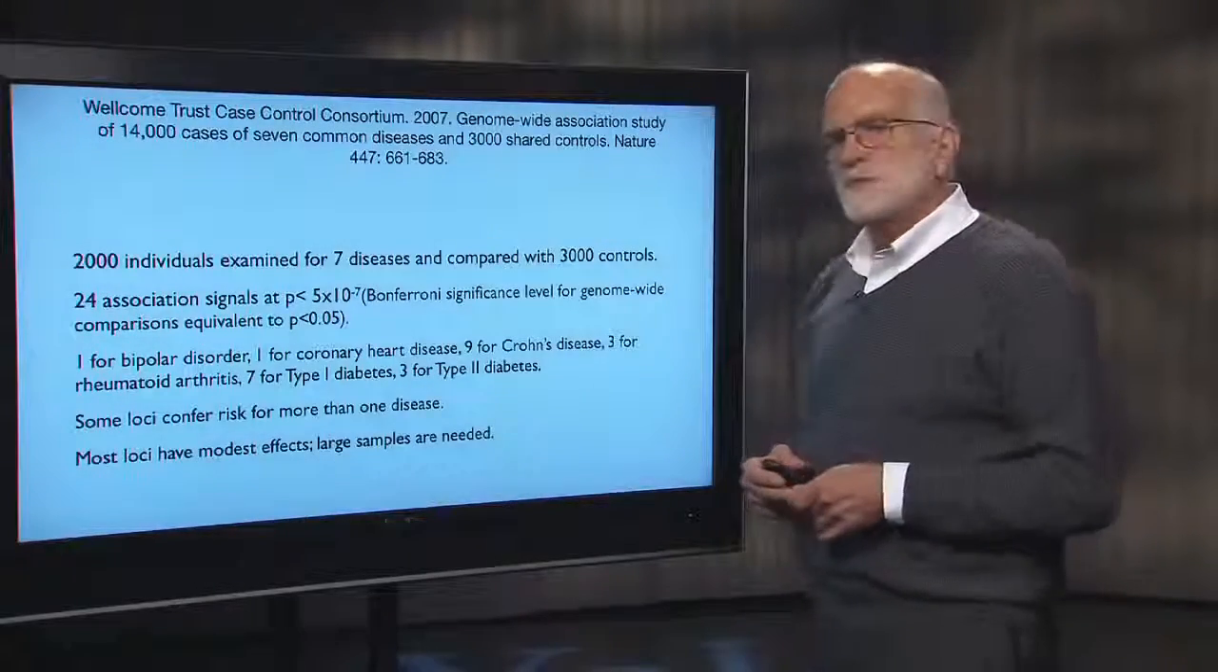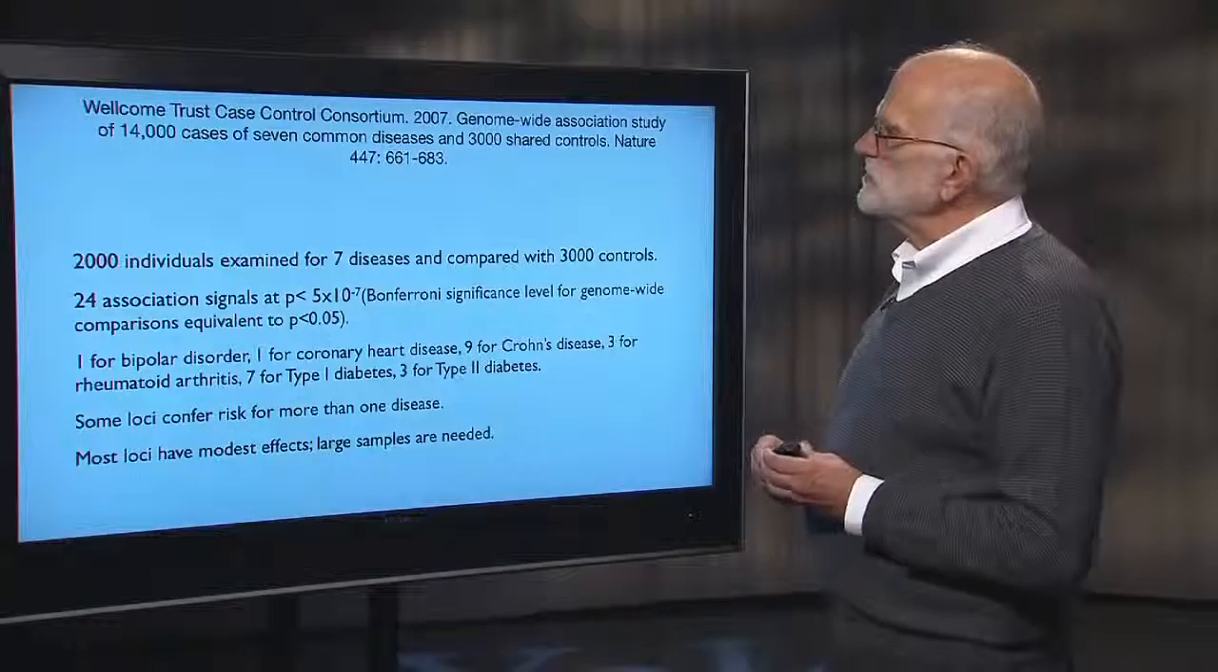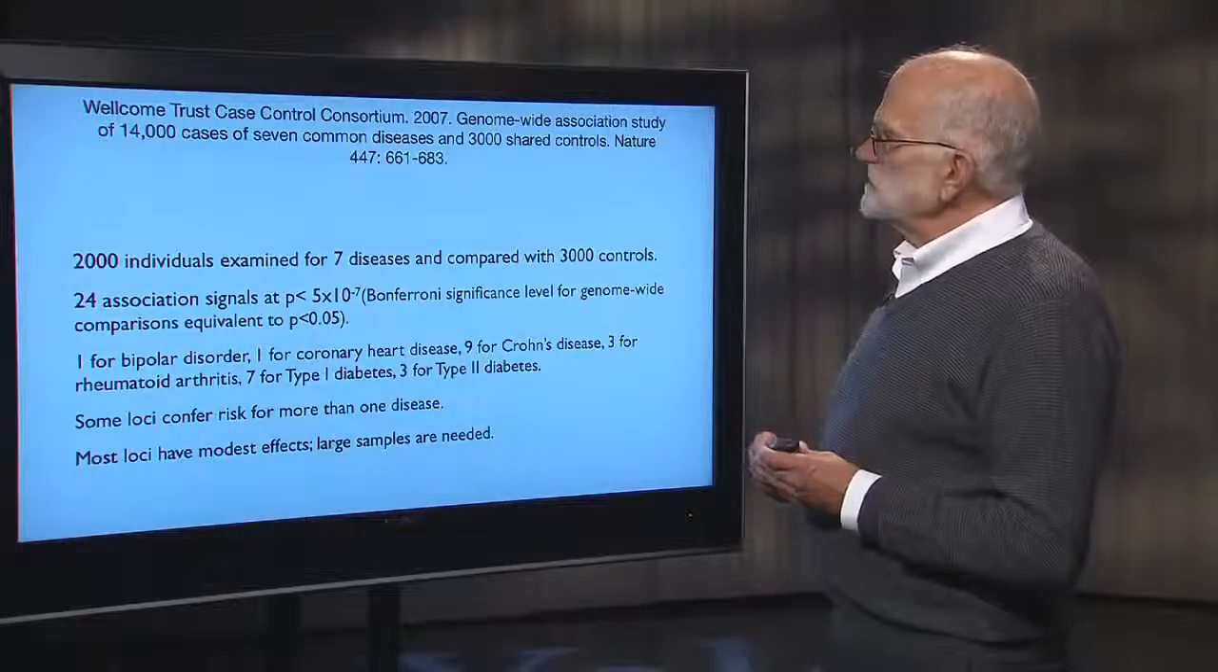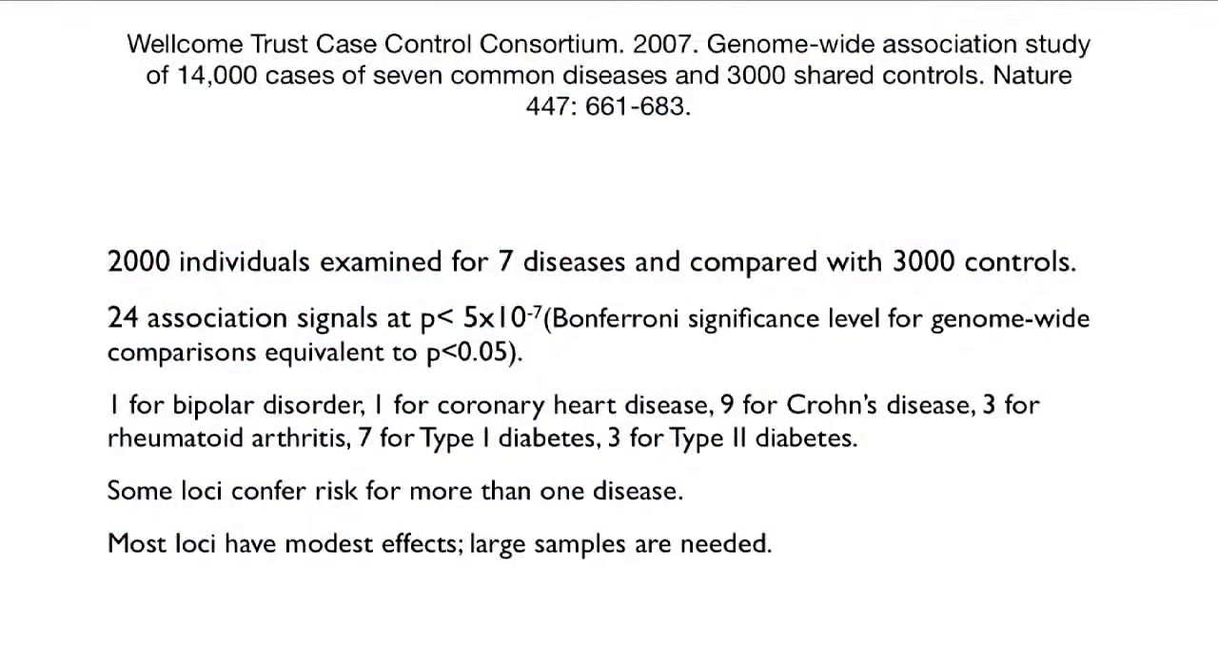The first really major paper that was done was one run by the Wellcome Trust. It came out in 2007, and they looked at 7 diseases, they looked at 14,000 cases, and they had 3,000 shared controls. Okay, so in all, there were 14,000 people who had one or more of these 7 diseases, and there were 3,000 people who didn't have them. They looked at their genomes, they looked at which genetic variants they had across their whole genome.